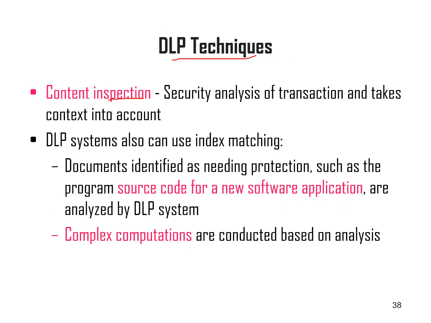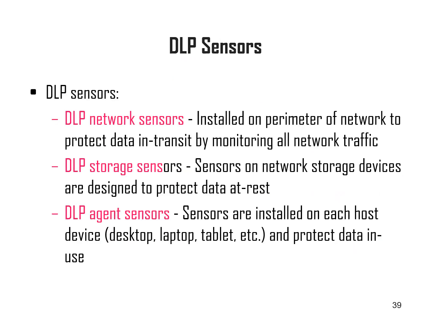It is the content inspection process, a security analysis of the transaction that takes context into account. DLP systems can also use index matching. A document is identified as needing protection, such as the program source code for a new software application. If I am saving some code of my software application, it has to be protected. So I have to identify the protection needed for a document, which is analyzed by the DLP system. Complex computations are conducted based on the analysis.